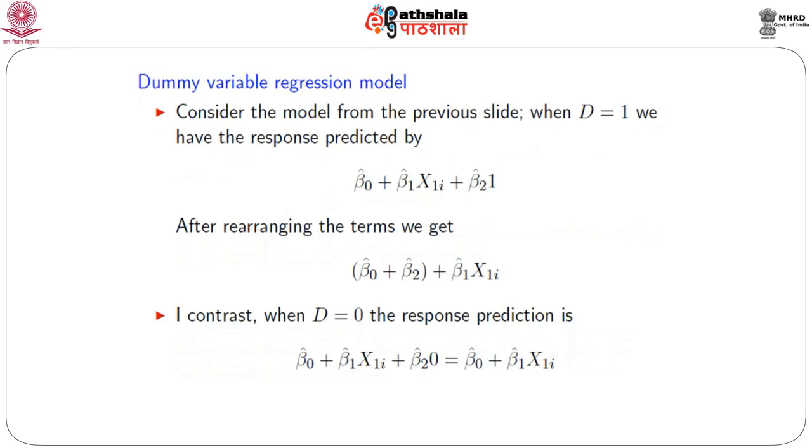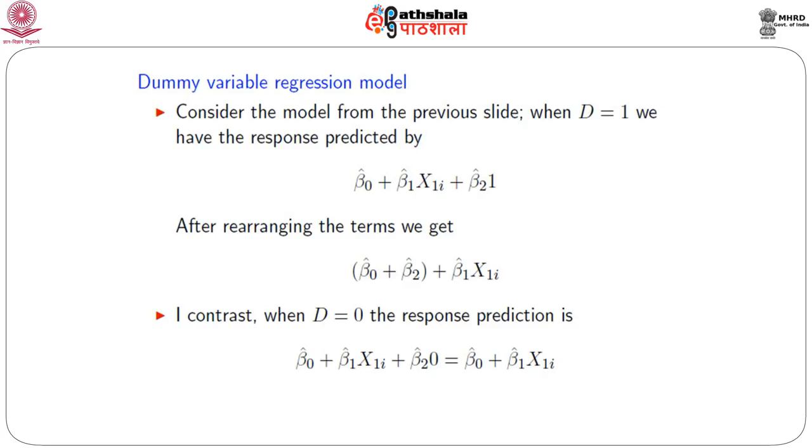So, consider the model from the previous slide. When d equals 1, we have the response predicted by beta naught hat plus beta 1 hat x1i plus beta 2 hat times 1. Rearranging the terms, we can write the predicted value of the response as beta naught hat plus beta 2 hat plus beta 1 hat x1i. In contrast, when d equals 0, the response is beta naught hat plus beta 1 hat x1i, and the third term vanishes because we replace d by 0.